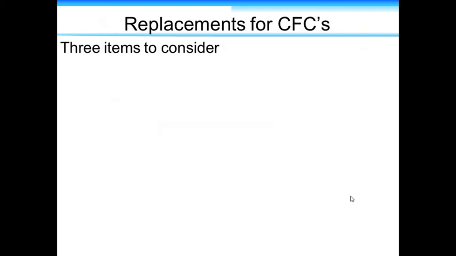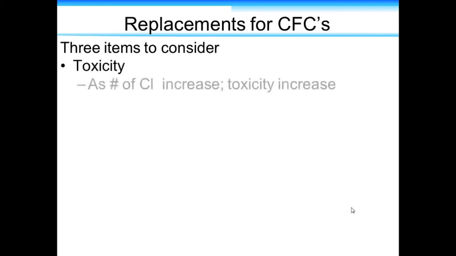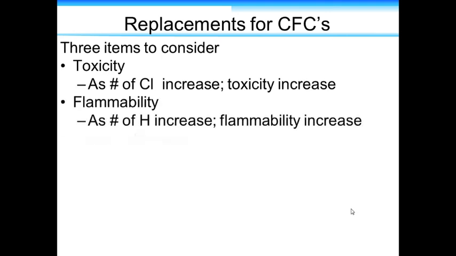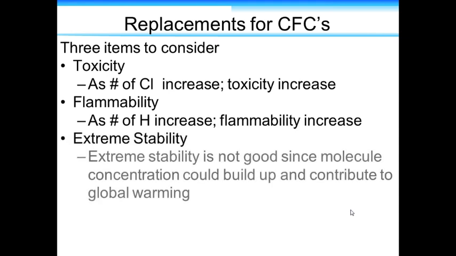But what do we do? CFCs have played a huge role in our ability to refrigerate foods and protect ourselves from food poisoning. So what do we do? We have to consider developing alternate compounds, and we have to look at toxicity, flammability, and stability. We want something stable, but we don't want it too stable because we don't want it to build up in the atmosphere. And a lot of the alternatives to CFCs are, unfortunately, greenhouse gases.